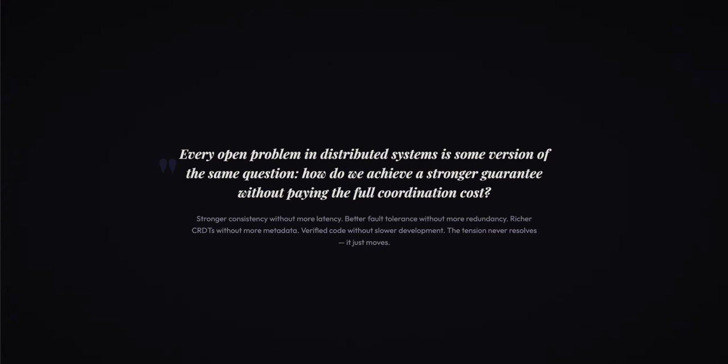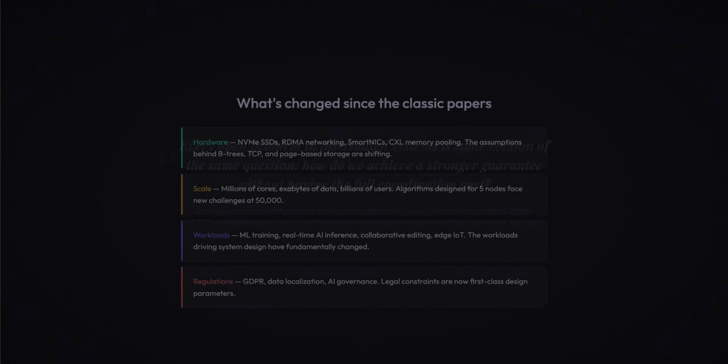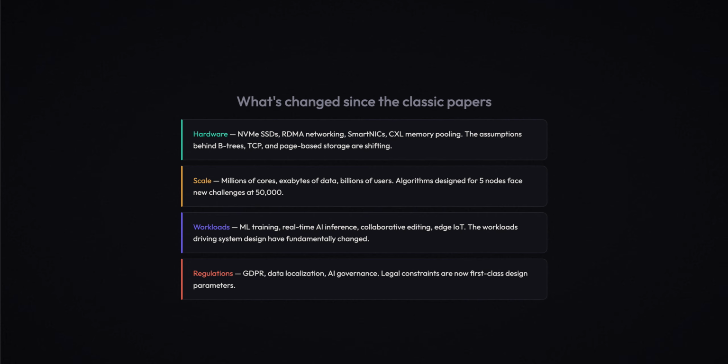Why are there new research problems? Because the assumptions behind classic papers have changed. Hardware: NVMe SSDs, RDMA networking, SmartNICs, CXL, memory pooling, all invalidate assumptions about I/O latency, network cost, and memory architecture. Algorithms designed for spinning disks and TCP sockets need rethinking.